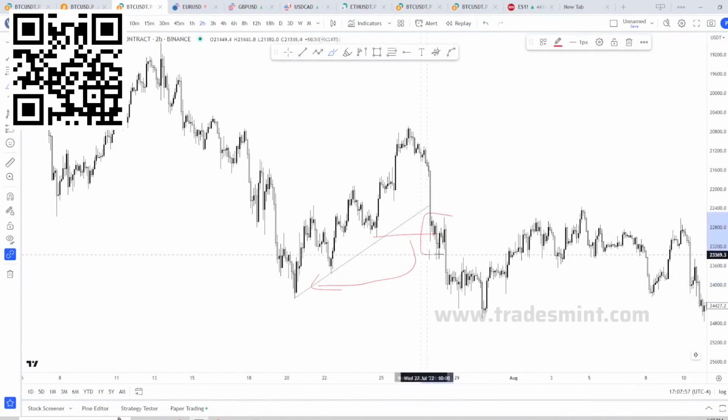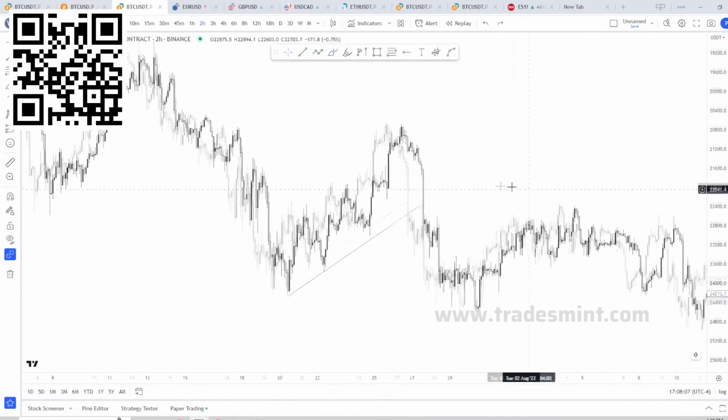Sure enough, if you had entered on a lower time frame, you probably could have refined your entry and used this as your liquidity target. I do it all the time and it works damn good. That much I will say.